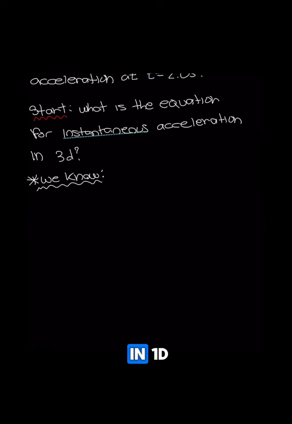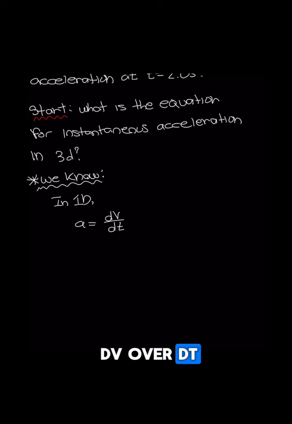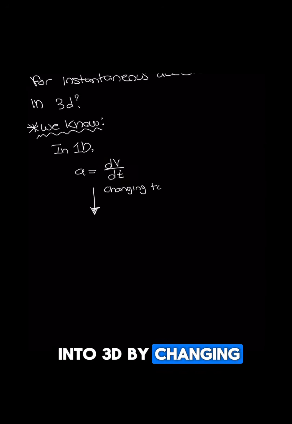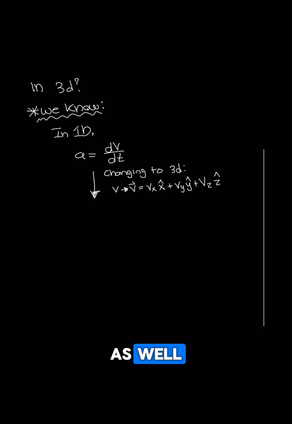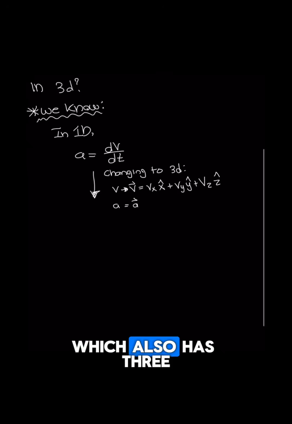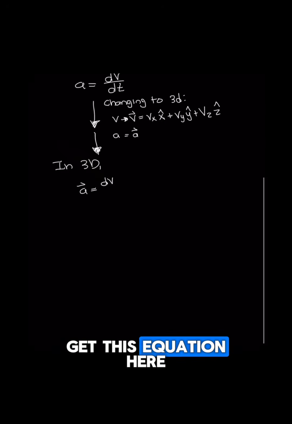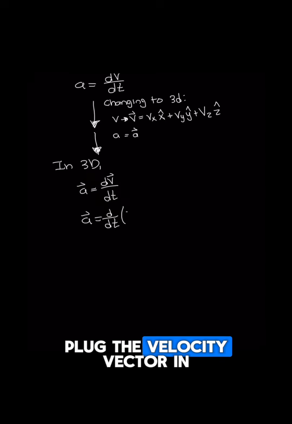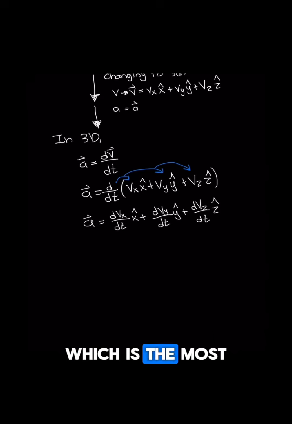Now, if we remember, in 1D, the instantaneous acceleration equation is just a equals dv over dt. We can change it into 3D by changing the velocity into the velocity vector, which has x, y, and z components, as well as changing the acceleration in 1D to the 3D acceleration vector, which also has 3 components in the x, y, and z direction. If we plug this in 3D, we get this equation here, and then we can plug the velocity vector in, and then we can distribute the dt and get this form here, which is the most useful form.